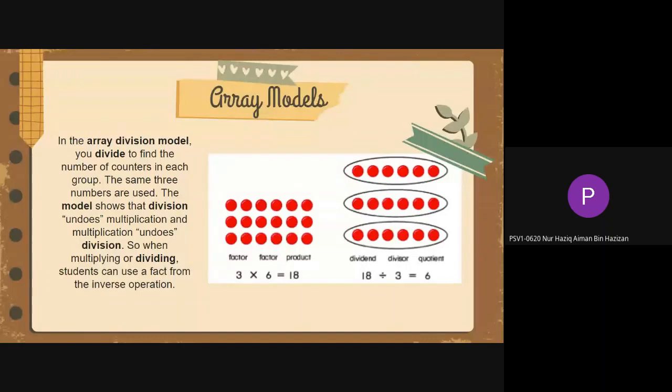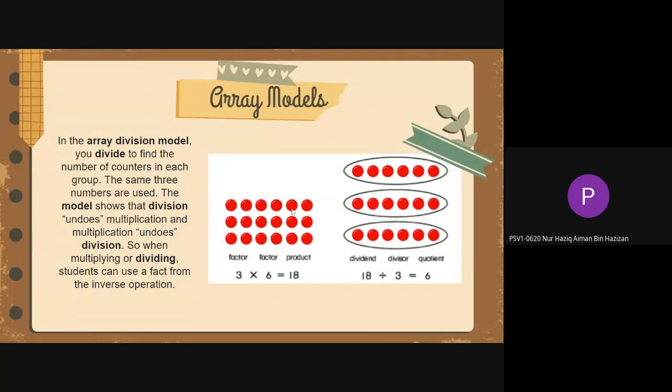The column has 3, and then the first row is 6. We can just multiply and we get 18 for the total. So we can undo this multiplication. It's like an inverse operation. We can use the total of the whole array model, then divide it by 3. Divide it by 3 groups. So we can take the first row, the second row, and the third row.